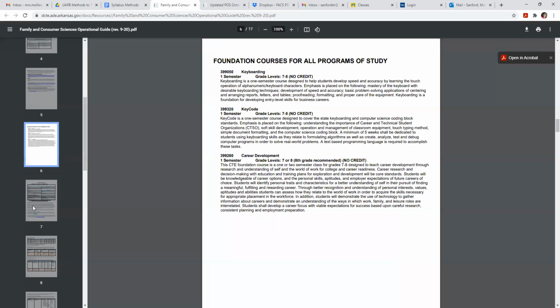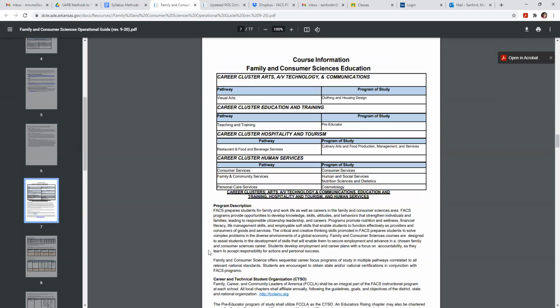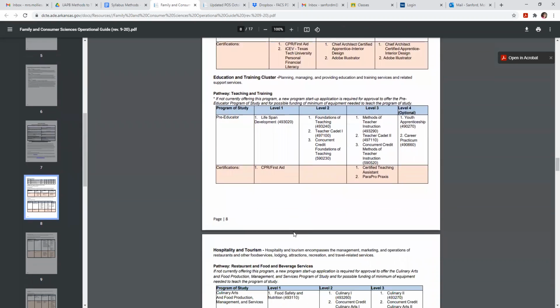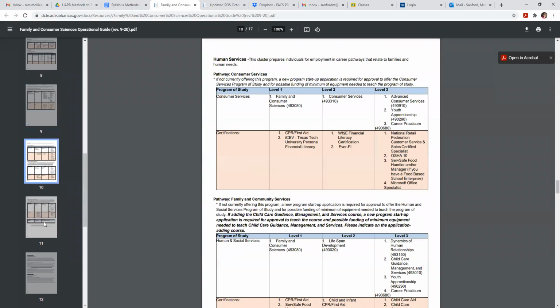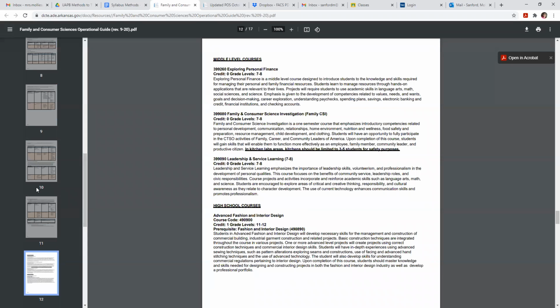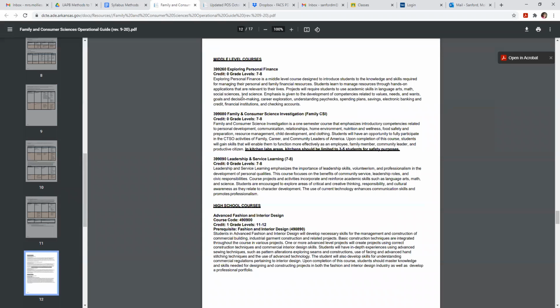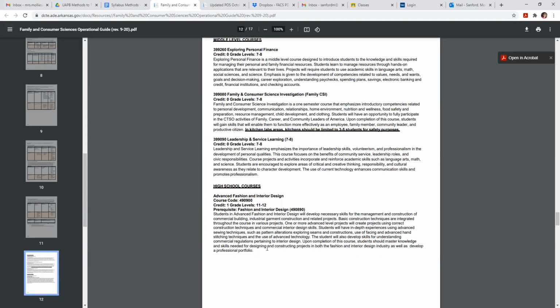This is just some middle school stuff. They're not required, but they are there if you want. This is kind of what we already went over. This is in our operational guide. This is just a description of all the other things.